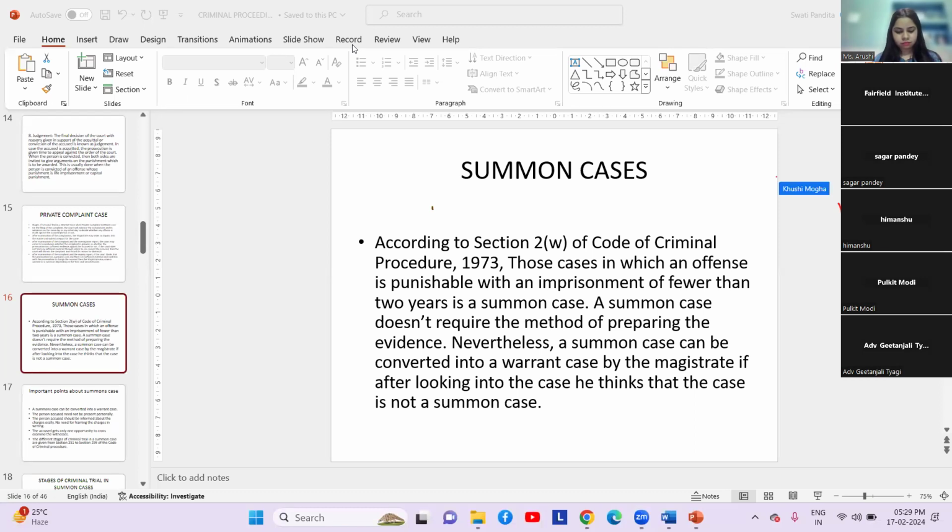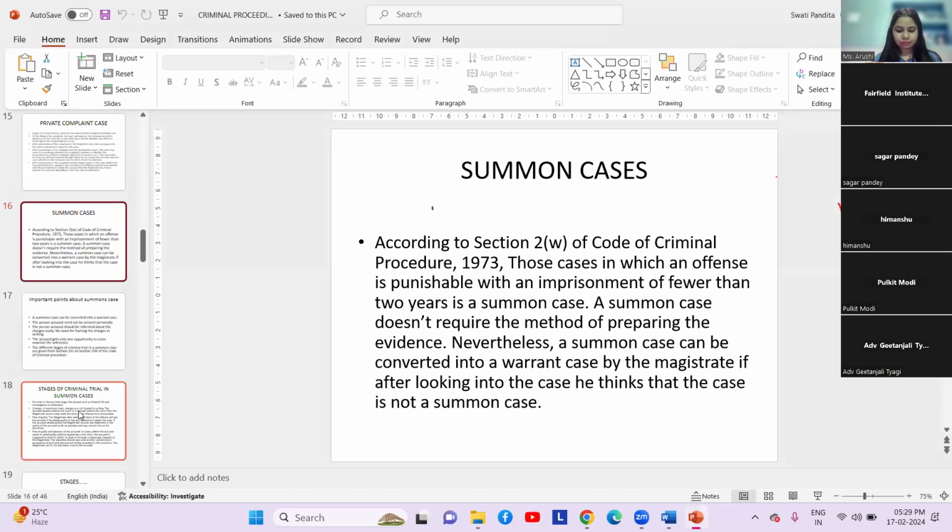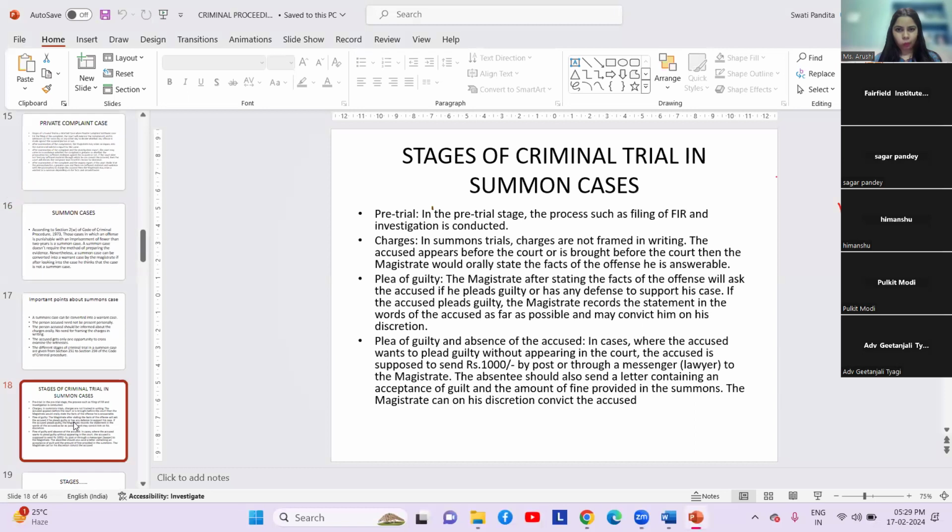So, the stages of summons cases. Pre-trial: I'll again assimilate this to you, that the trial is conducted in three phases. The pre-trial stage is the filing of a complaint, investigation by the police, and thereafter coming to the stage of charges, where the judge decides whether this offense has been committed or not, whether this person is guilty or not.